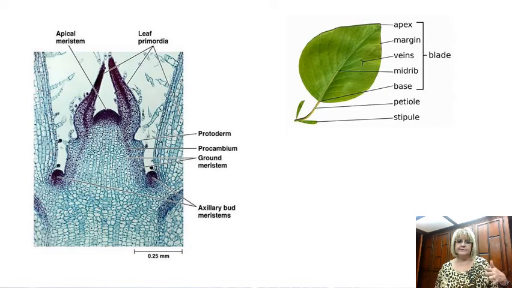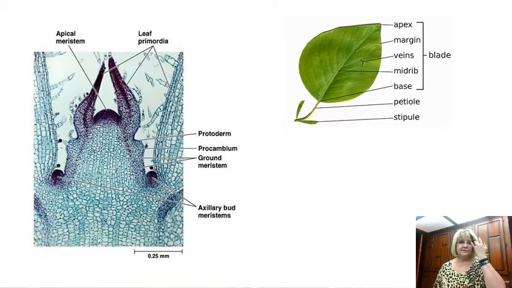So all leaves originate as primordia. Most leaves consist of a blade and a petiole that may have paired stipules at the base. You notice I said may have. And leaves may be simple or compound, and all are associated with leaf gaps.